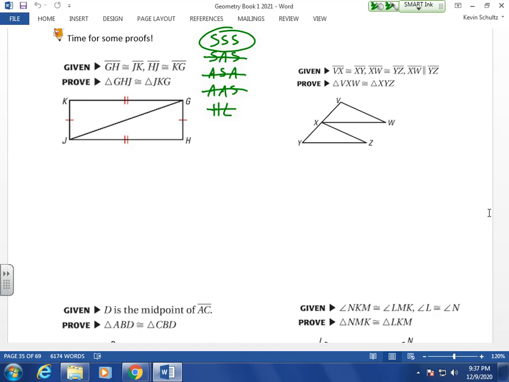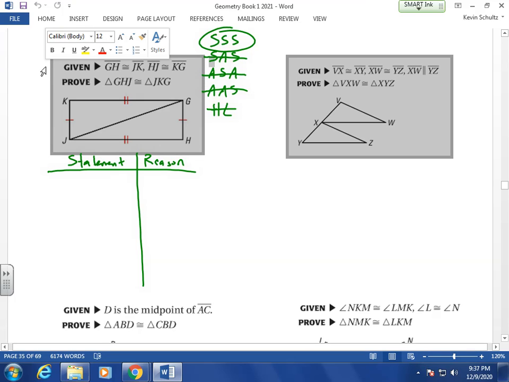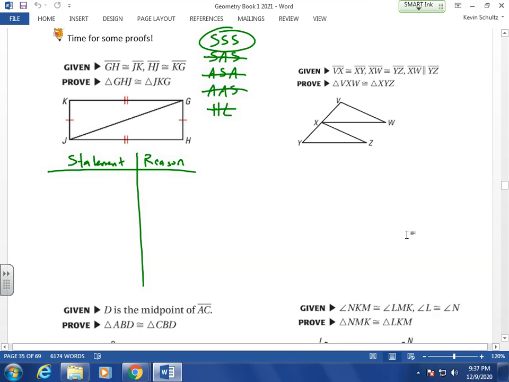And once I realize that, here's my 2-column proof, statement, reason. I'm going to get that cursor out of there. It's thrown off my, whoa, not over there. Put it over here. There we go. Does that work? No, now it's over there. We'll put it down there.